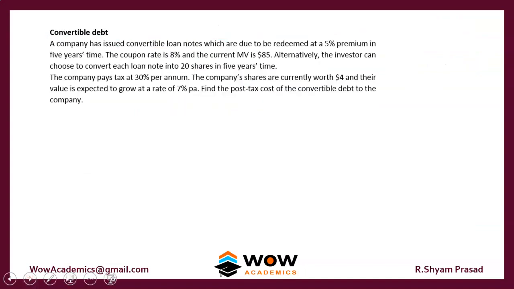So we have a problem here. A company has issued convertible loan notes which are due to be redeemed at a 5% premium in 5 years' time. The coupon rate is 8% and the current market value is 85%. That means the nominal value should be 100. Alternatively, the investor can choose to convert each loan note into 20 shares in 5 years' time. The company's tax rate is 30%. The company's shares are currently worth $4 and their value is expected to grow at 7%.